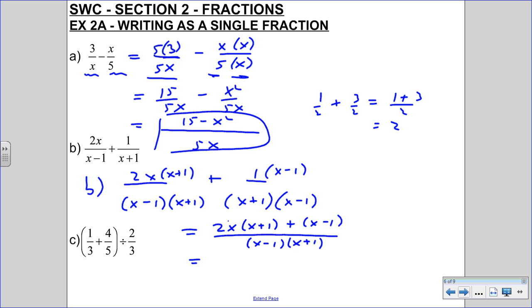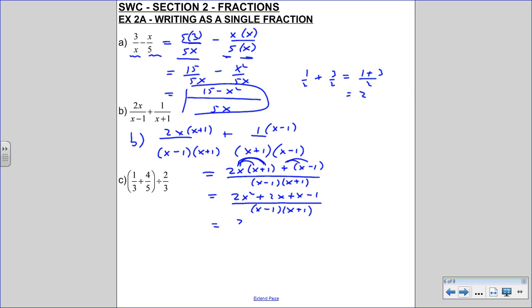I would need to expand this bracket out. So 2x times x is the same as 2x squared. 2x times 1 is the same as 2x, plus x and plus minus 1, over x take 1, x plus 1. Nearly there then. So just tidy it up. 3x minus 1 over x take 1, x plus 1. And that's simplified. That's now a full fraction together. And just to reiterate that idea then, we can do it with numbers.